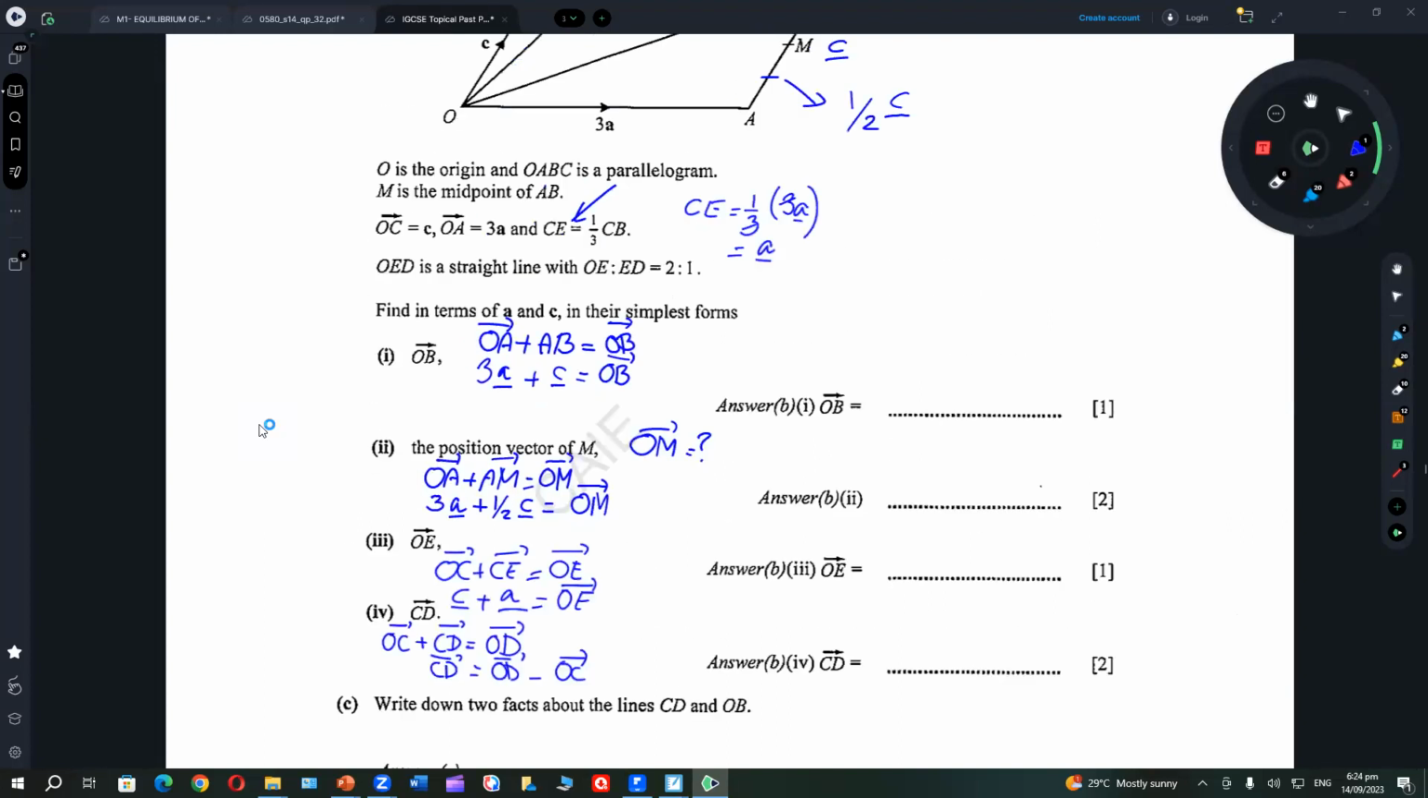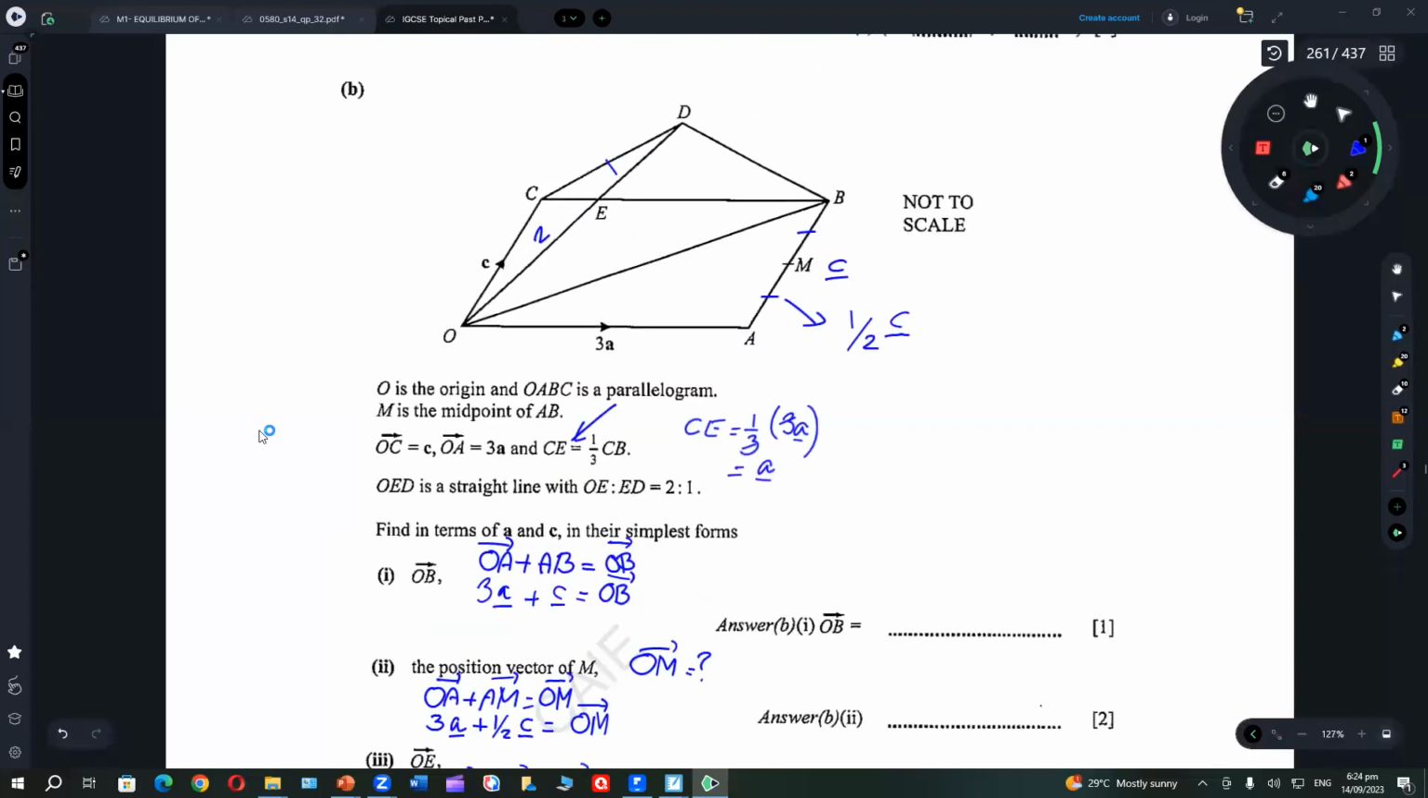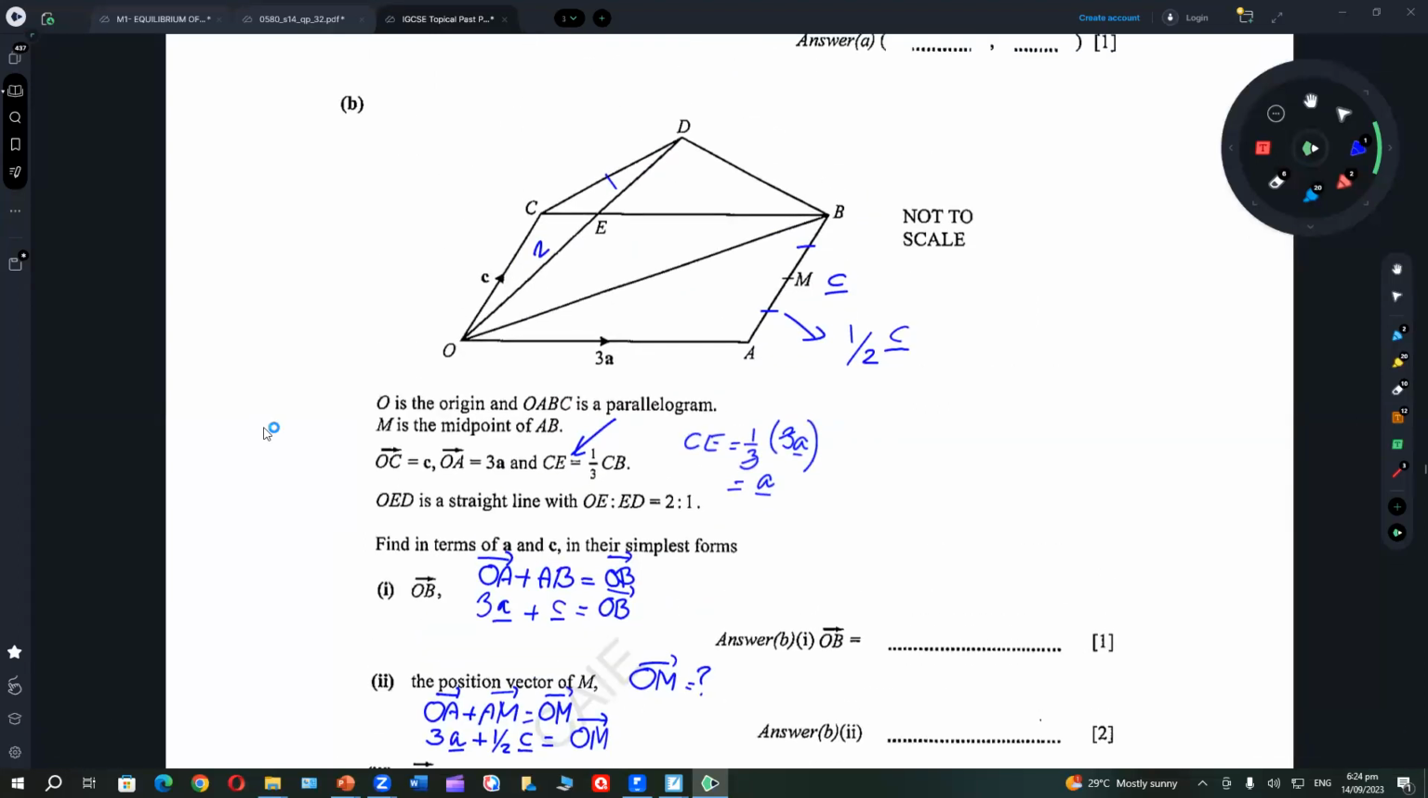Can you now help me forward? What is OC? OC is C. So I have OC. How can I get OD using the ratio? Now I need help here. Look at the ratio. I make a double arrow here for identification. The ratio OE to ED is 2:1. So 3 is the total ratio, but I need it in letter form. I have the answer of OE.